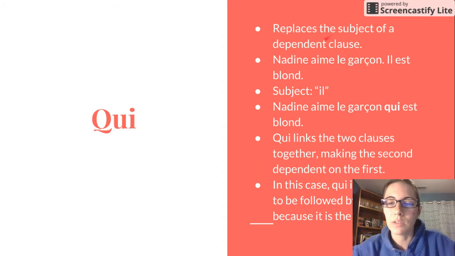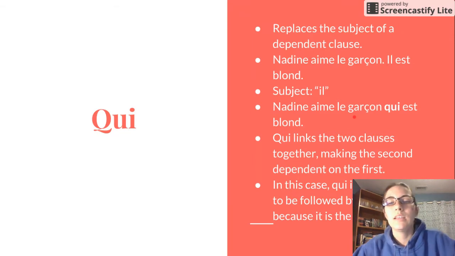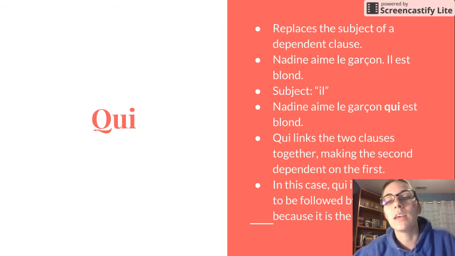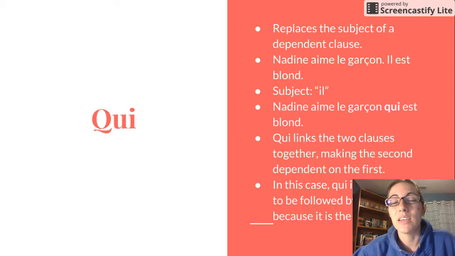We're replacing the subject of that dependent clause, so we're going to replace il, and we end up with the sentence Nadine aime le garçon qui est blonde. We got rid of il and replaced it with qui. Nadine aime le garçon qui est blonde. Qui is linking the two clauses together, making qui est blonde dependent on Nadine aime le garçon. And in this case, because we're replacing the subject of a verb, qui is always going to be followed by a verb. So it's kind of easy, when we're talking about subject replacement, to remember that qui will actually be followed by a vowel or a verb.